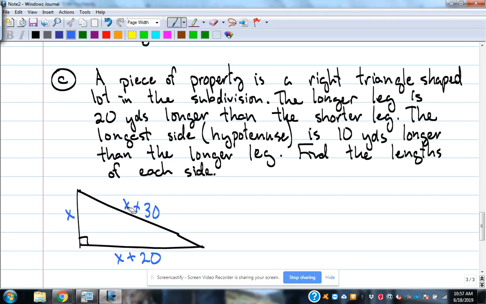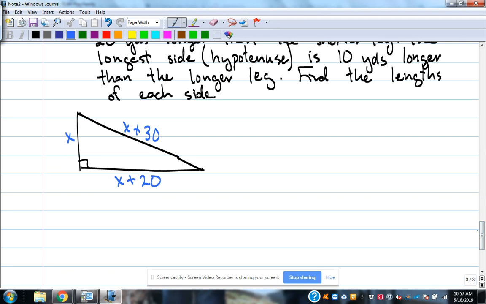Now, finding what x is is a little difficult here because it is a right triangle. And to be a right triangle, that means that the Pythagorean theorem works for you. So a squared plus b squared equals c squared. A, I'm going to call it x. B has got to be this x plus 20. And C has got to be the hypotenuse, the x plus 30.